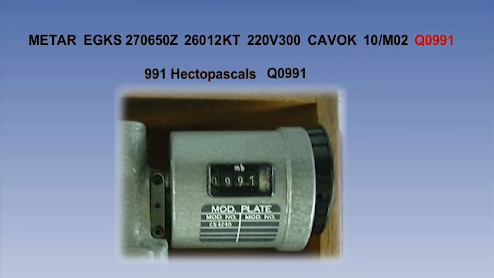Q0991. It's important to note, however, that none of the other pressure values will appear in a METAR, only the QNH. The QNH is always rounded down for safety reasons.